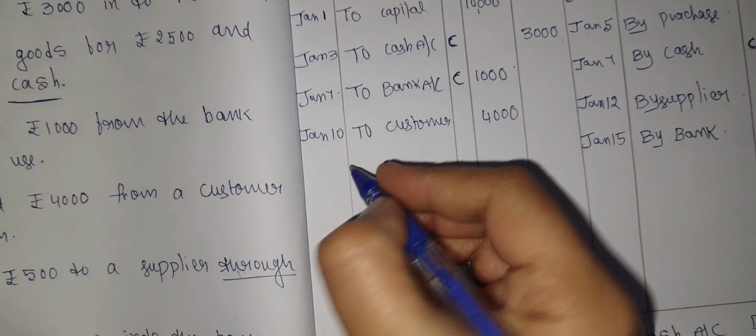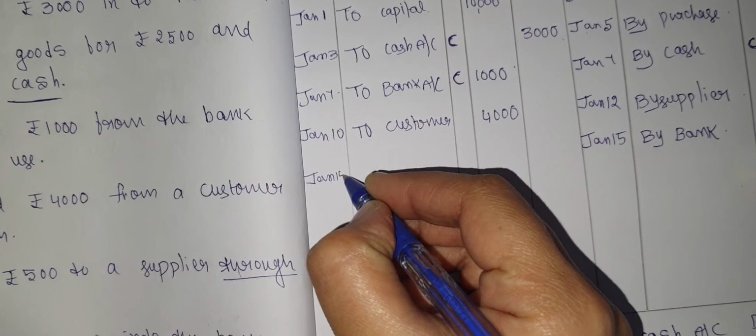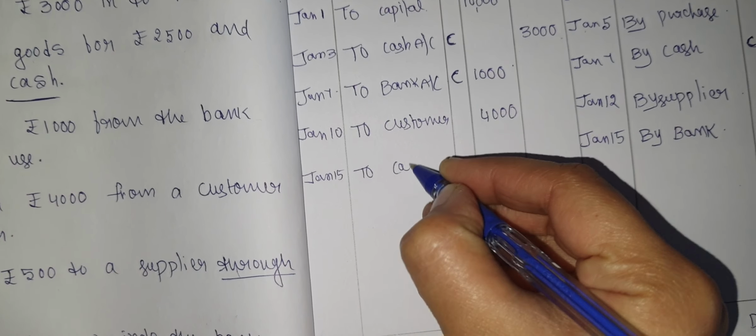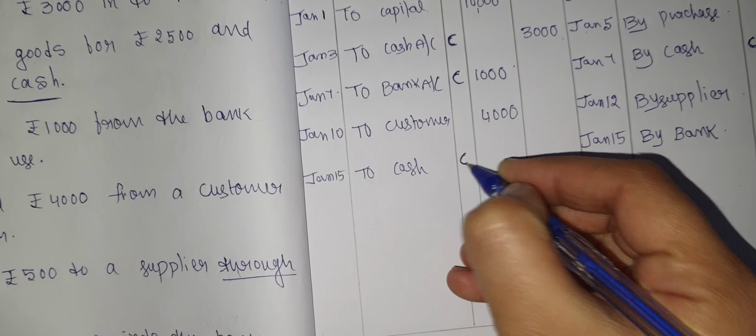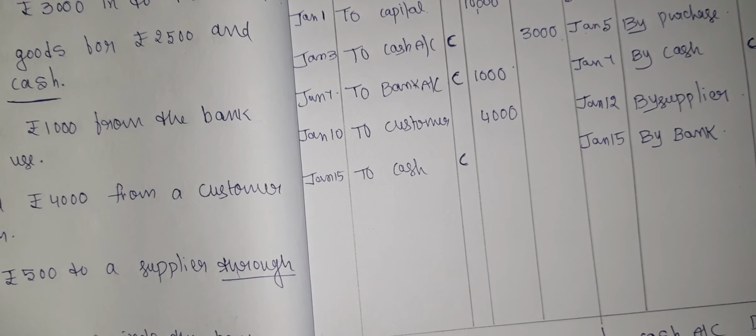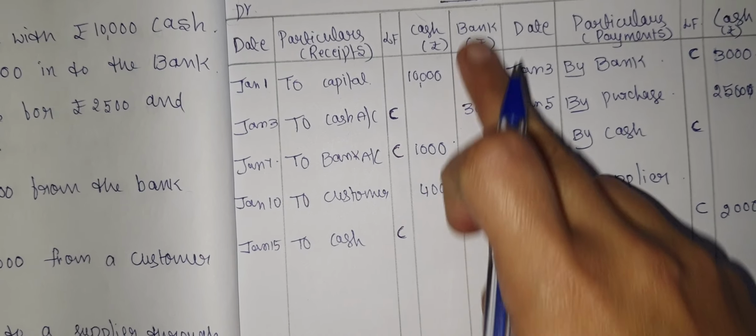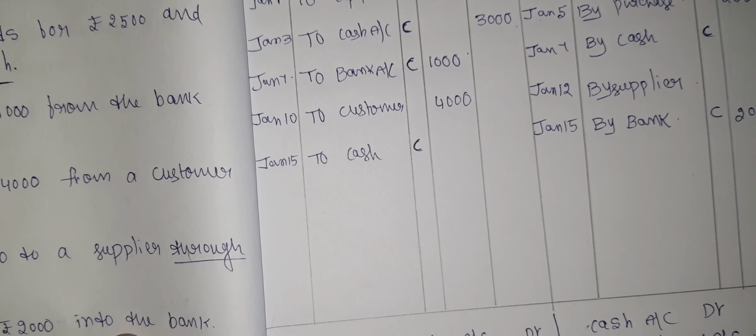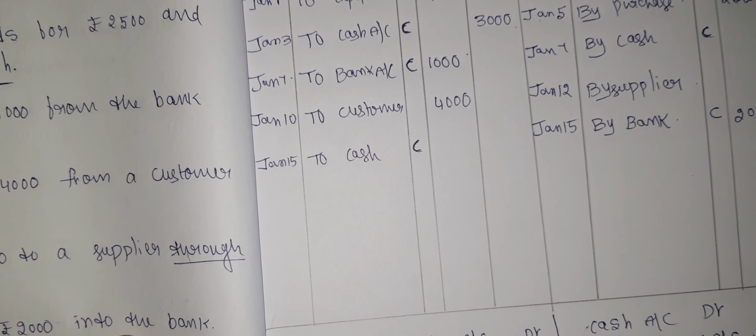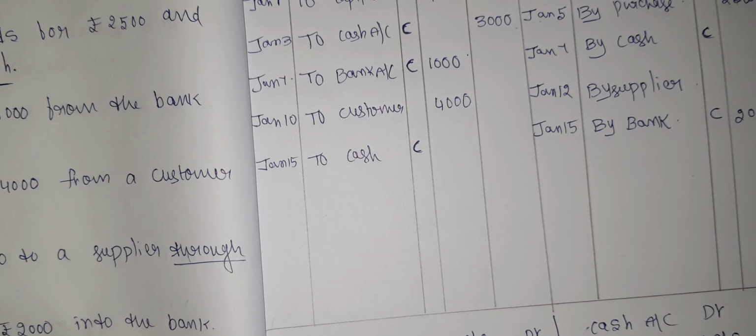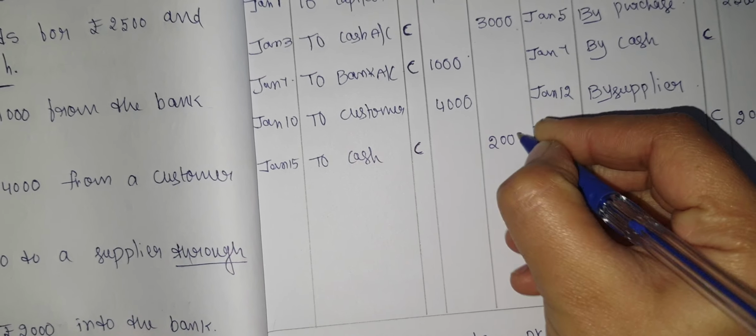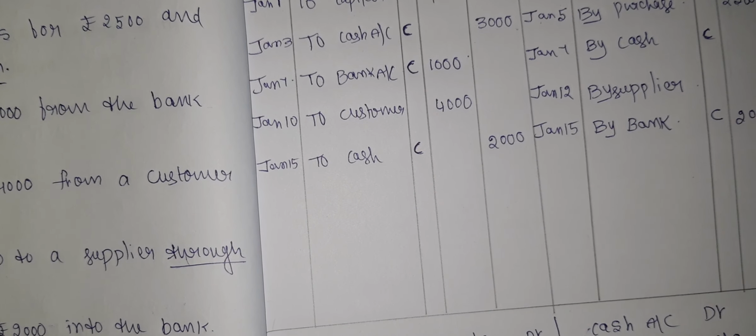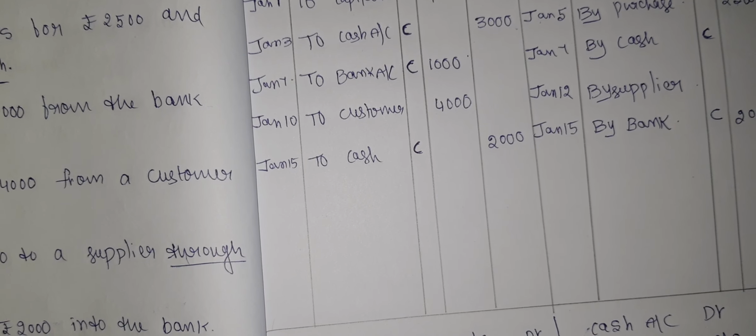And Jan 15 to cash, contra entry. Here we have to enter the amount in the bank column because the bank balance will increase. When the business deposits rupees 2000 into the bank, the bank balance will increase. That is rupees 2000.